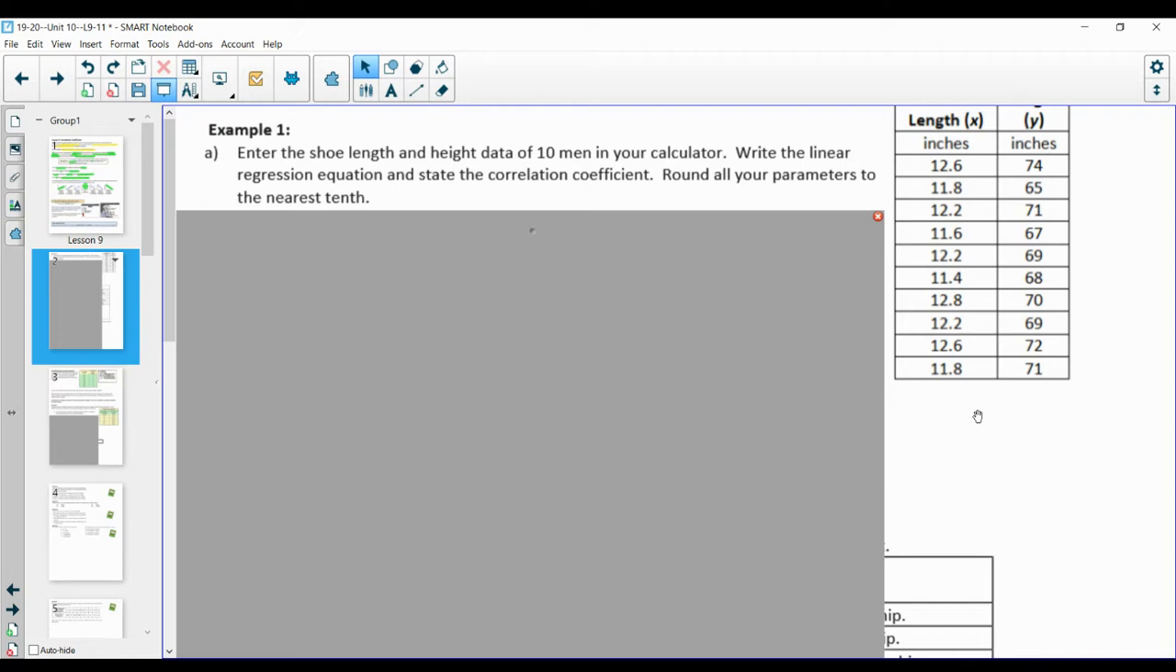So hopefully now you guys have your values entered in for your L1 and L2. Well, this question is asking us to write a linear regression equation. Okay, so that's the first thing we're going to do. We have our values in, we're going to hit Stat, Calc. I like to use 4, linear regression model 4, enter.